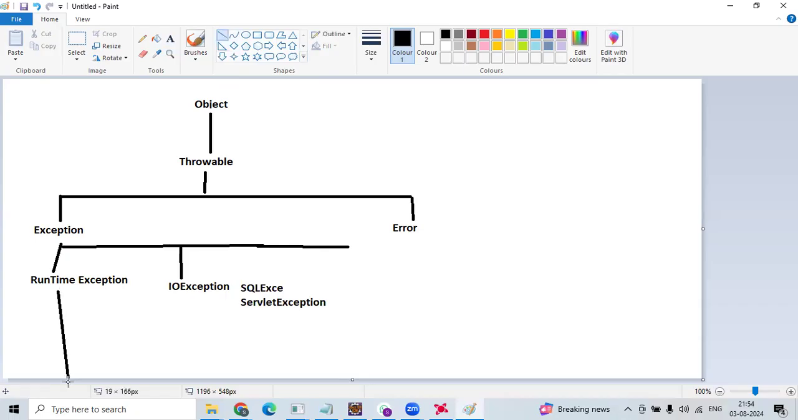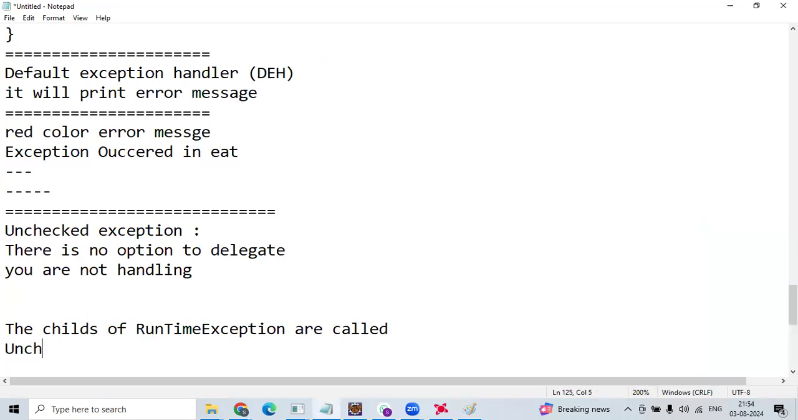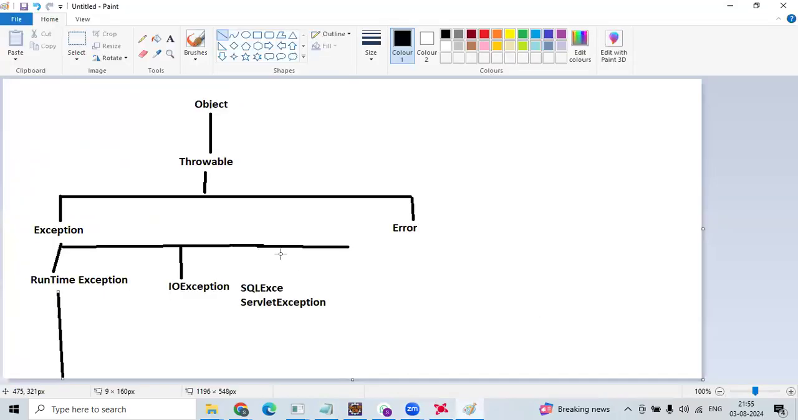We have ArithmeticException, NullPointerException, IndexOutOfBounds. See, the chains of RuntimeException are unchecked exceptions. Guys, am I making sense? Okay, remaining all are checked exceptions only. Guys, is it fine? Yes, sir.